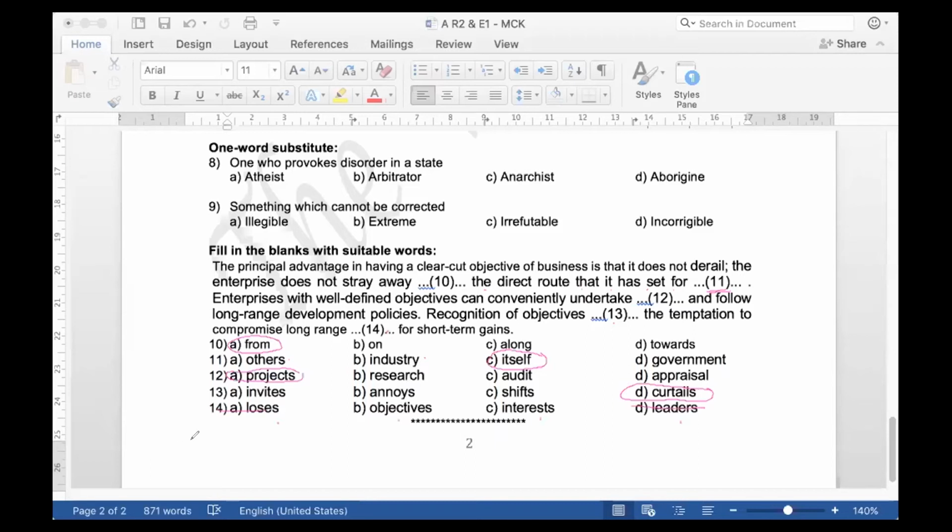Which one? Long term, long range, rather than objectives. Well, I would say interest would be the best answer here. Objective is not a wrong answer here, both are good. In this case, temptation to compromise long range objectives or interest. I think both are correct. Which one is most appropriate? You have to think about it. Look at the first part of this paragraph, the principal advantage of having a clear-cut objective. This paragraph talks about objectives. It begins with the objectives. So which is going to be the best suitable answer here for question number 14? Is it objective or interest?